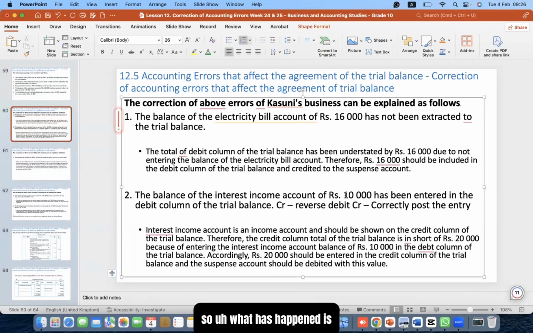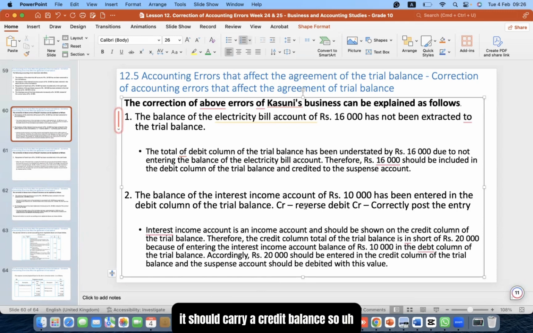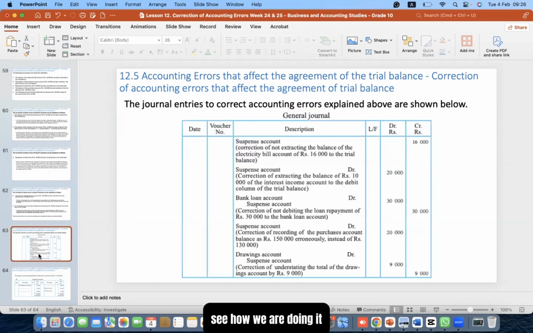So what has happened is 10,000 has been entered in the debit column of the trial balance, but we know interest income is an income account, so ideally it should carry a credit balance. Now it is being recorded on the debit side. So to correct that, first you have to add 10,000 on the credit side to reverse it, and the next 10,000 to correctly post the entry. So you will have to put 20,000 to correct it. See how we are doing it.